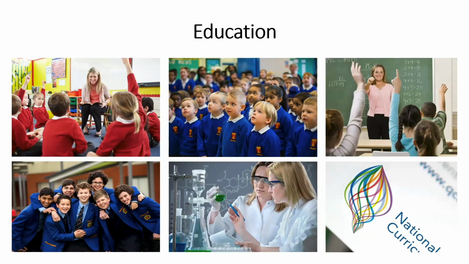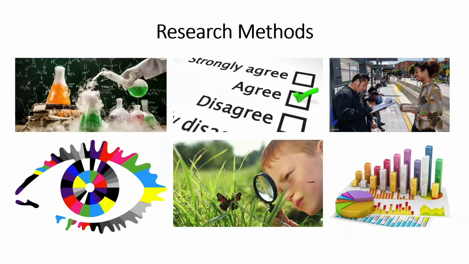And finally, we're also going to look at how education policy has evolved over the last 100 years, looking at words that you might have heard of, such as grammar schools, secondary modern schools, free schools, comprehensive schools, academies, etc. We're also going to look at sociological research methods.